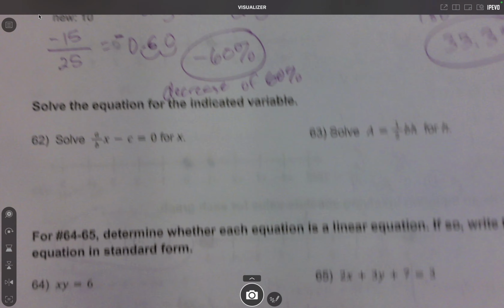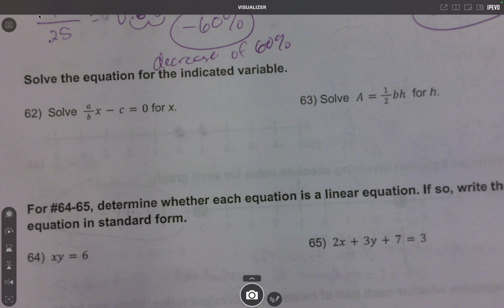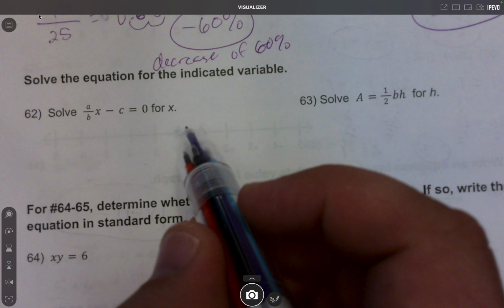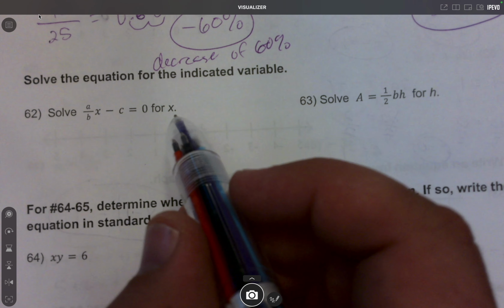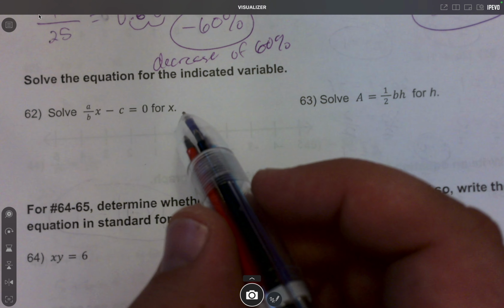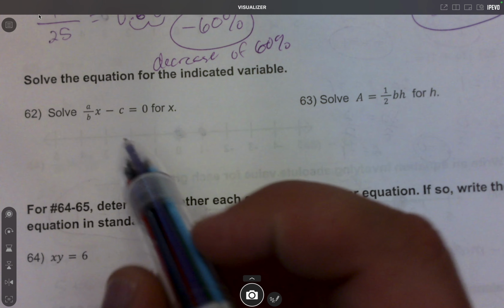Okay, 62 and 63 are called literal equations, or solving literal equations. And I did these because these show up often on standardized tests like the SAT and the PSAT and the ACT, all those fun letters. Hey, and look, these are letters too. How about that? So on 62, our goal is to get x by itself. So I want you to think just like we did when we were solving equations.